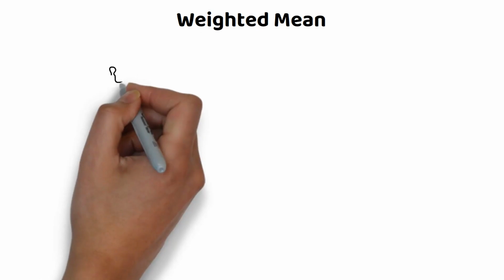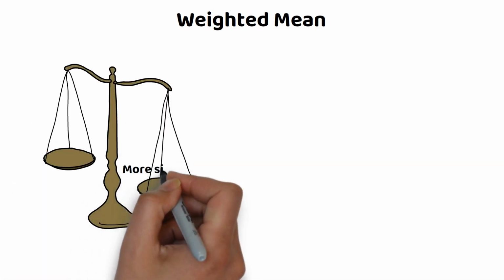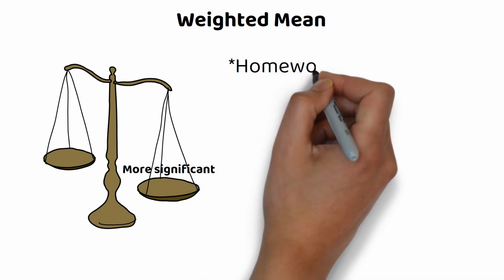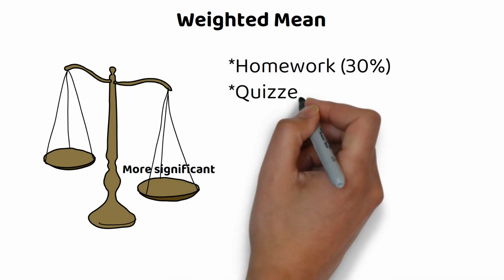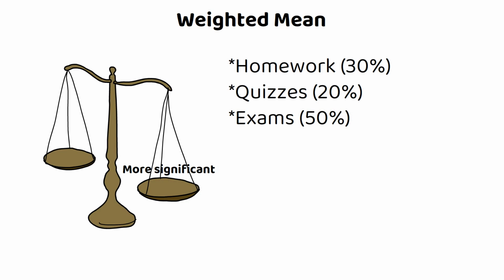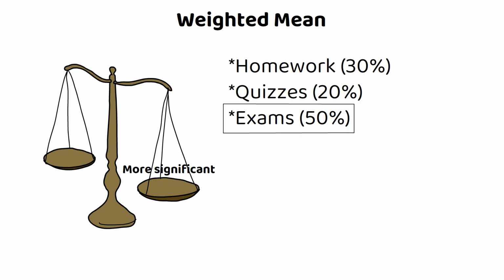Weighted mean is an average where some values contribute more than others. If some race times are more significant due to specific conditions, they'd be given more weight or importance in this mean. If final grades are based on homework, 30%, quizzes, 20%, and exams, 50%, then the weighted mean takes each segment's importance into account to give the final grade. The exams count more than the homework.